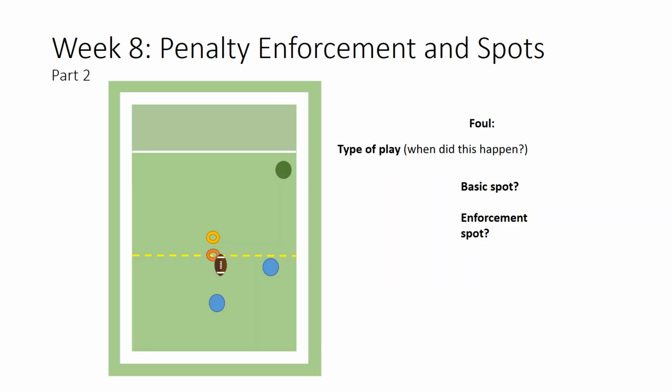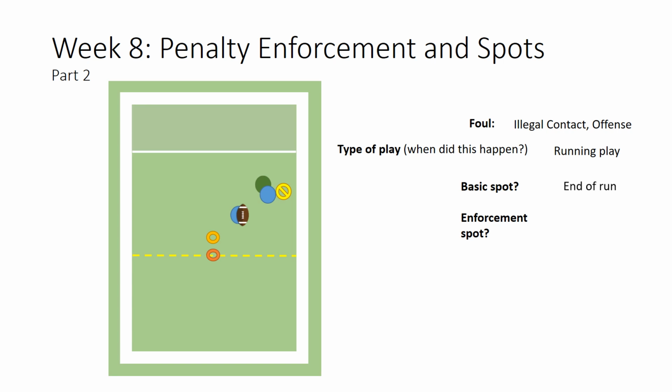Let's look at a few on-field examples. In this play, the offense is going to take the snap and run the ball downfield. During that run, we have illegal contact by the offense. Step 1, we're going to determine the type of play. When did it happen? It happened during a running play. For a running play, what is our basic spot? The end of the run.